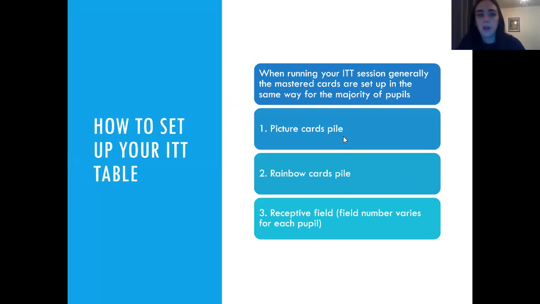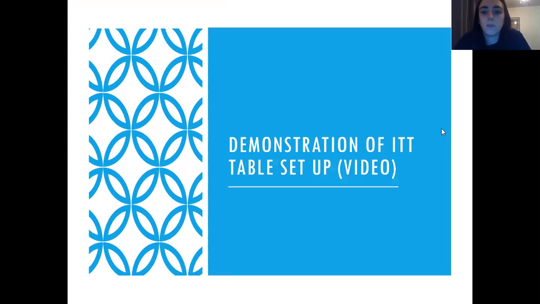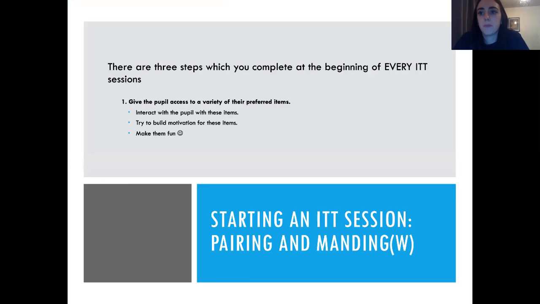Okay, so we've kind of gone through this already, but just a recap. So when running your ITT session, generally the master cards are set up in the same way for the majority of pupils. Picture cards pile, rainbow cards pile, receptive field. So the field number varies, as I said, for each pupil. So there's 3 steps then which you complete at the beginning of every single ITT session. So not just the first ITT session of the day, every single ITT session that you have in the day begins in the very same way.